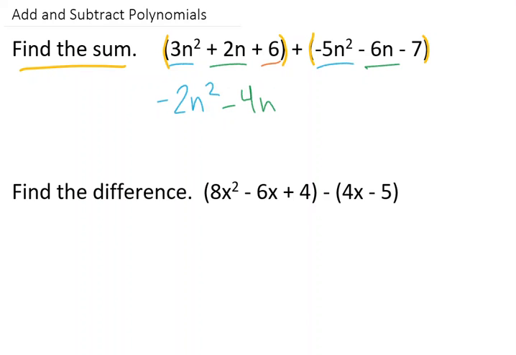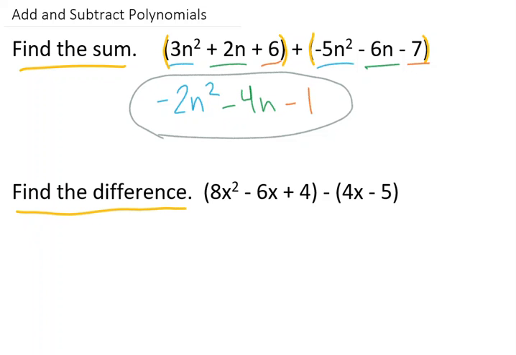And then I have my constant terms, 6 and negative 7. 6 plus negative 7 is negative 1. And that's it. I'm done. You can see that the result of adding these two trinomials was another trinomial. And it's already in standard form, so I don't have to rewrite it. Okay, now moving on to the next one, finding the difference.